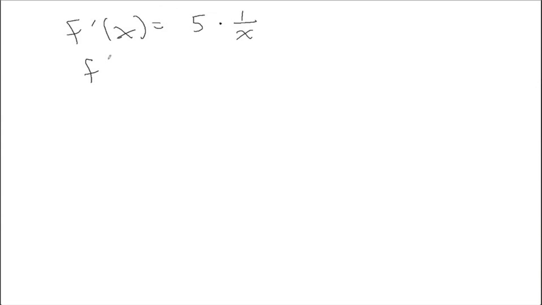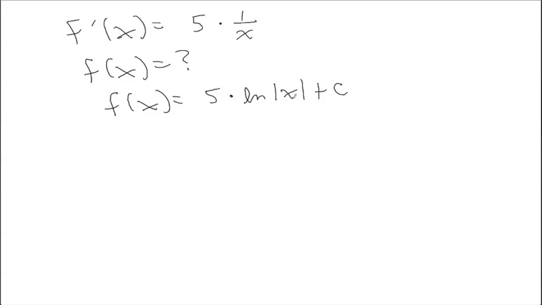Okay, let's try this problem. Okay, so the antiderivative of 5 times 1 over x is 5 times the natural log of the absolute value of x plus c. How would you check that? You could take the derivative of natural log of x and then the derivative of c. Well, we have to take the derivative of 5 times the natural log of x plus c.